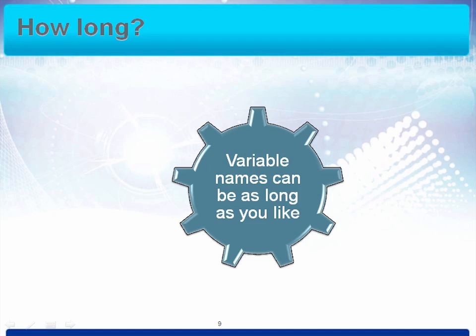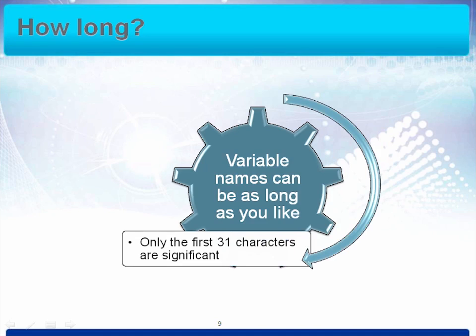All right, how long can a variable name be? Well, it can be as long as you like. There is a limit for what's unique. It only looks at the first 31 characters. So only the first 31 characters of a variable name are significant.